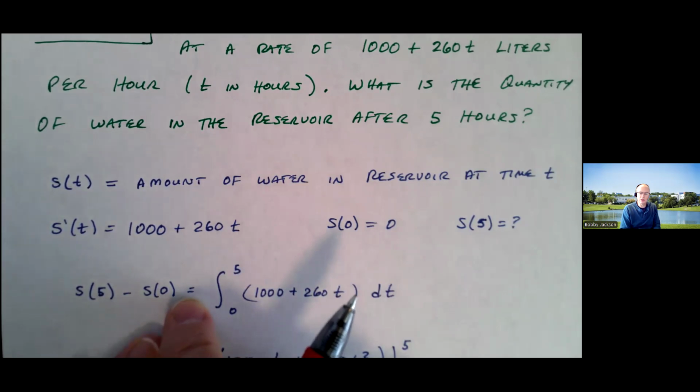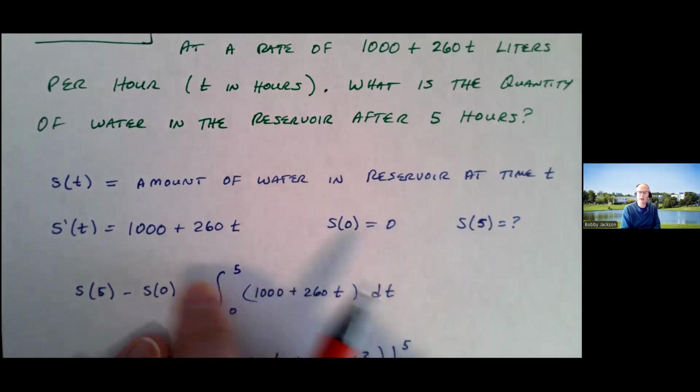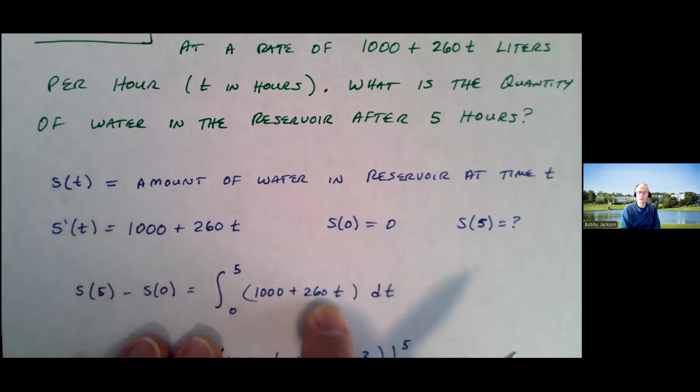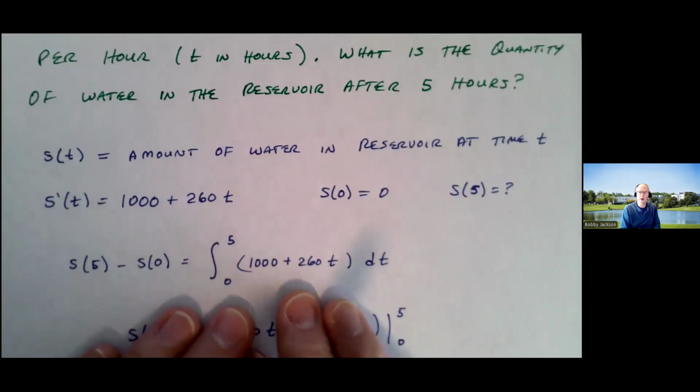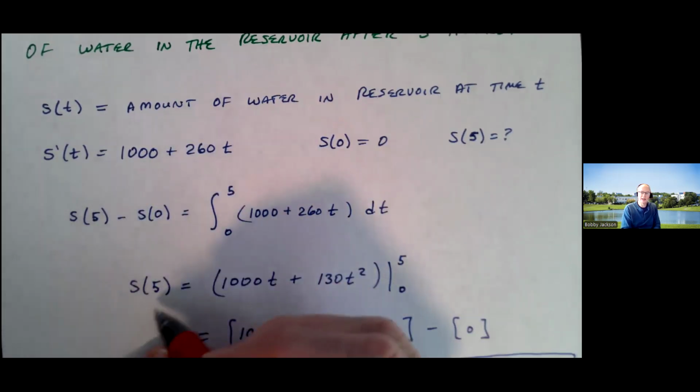And that's equal to what? The integral over that same time interval from 0 to 5 of what? The rate of change. So the rate of change is the derivative. So this is where we set this up, and now we can do the calculus. Notice that S(0) was 0, and so this side is just S(5).